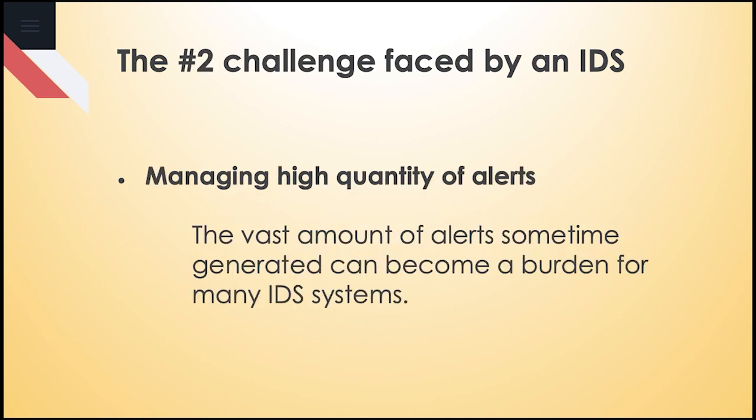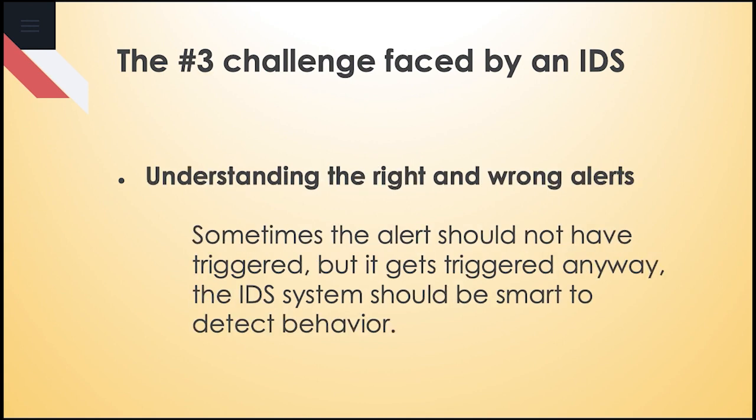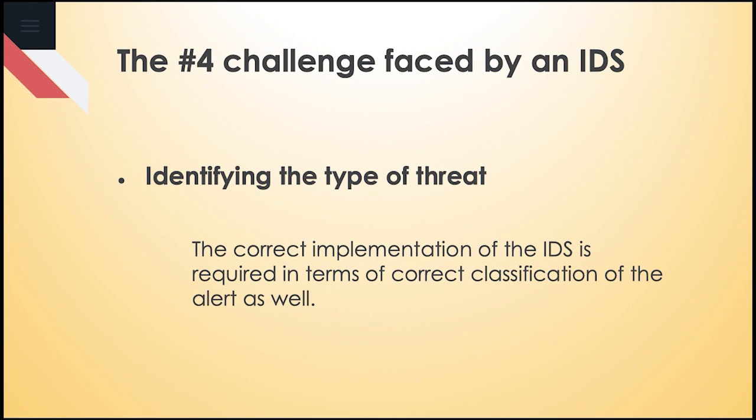Also, when an IDS is spammed with a high quantity of alerts, it can become a burden for many IDS systems. Thankfully, CatBoost can handle a lot of spamming. Sometimes the alert should not have triggered, but it gets triggered anyway. The IDS system should be smart enough to detect behavior. The correct implementation of the IDS is required in terms of correct classification of the alert as well. Like I mentioned before, the behavior should be detected accurately.